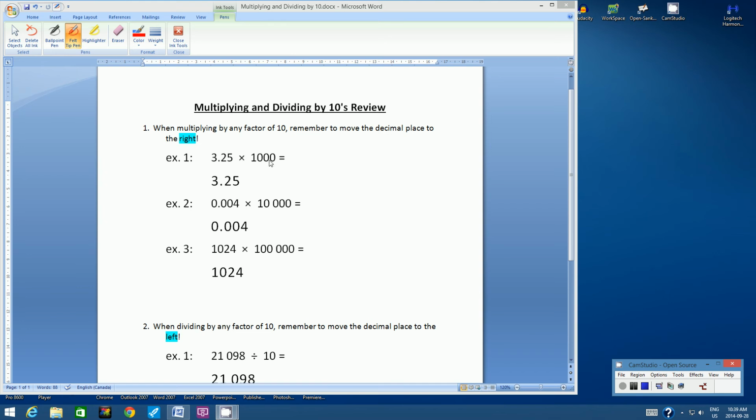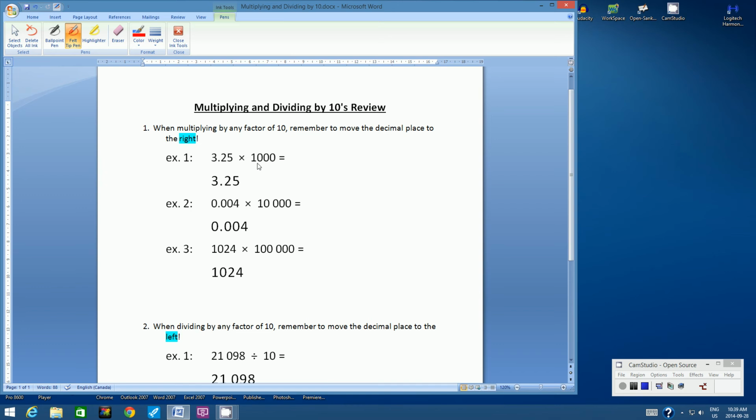So let's have a look at the number that we're multiplying by, the factor of 10. So 1,000 is actually 10 times 10 times 10. There are 3 zeros in 1,000, so we know that we're going to move the decimal place 3 places to the right. So I've rewritten the question below to make it easier. Alright, so the decimal place is between the ones and the tens columns. So let's move it 3 places to the right. 1, 2, 3. Let's place the decimal here.